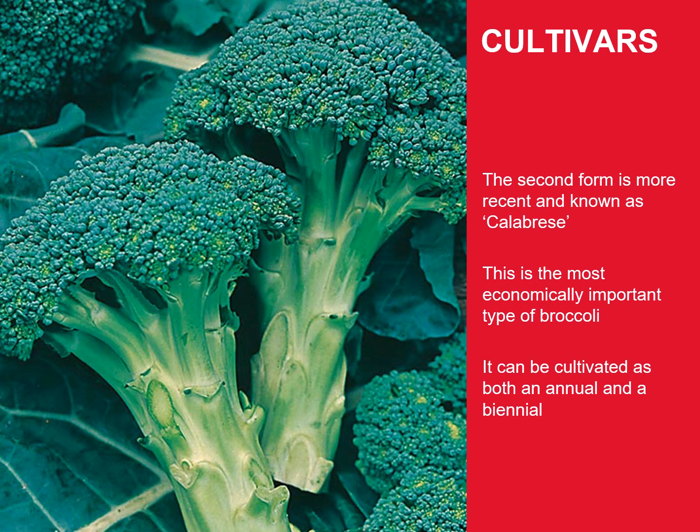The second form is probably what you're most familiar with from purchasing in the supermarket, and this is known as the Calabrese type. The name Calabrese is derived from an area of Italy around Calabria, so Calabrese in Italian. And so that's where it's thought to have originated from. It's by far the most economically important type of broccoli, and it can be cultivated as both an annual and as a biennial.